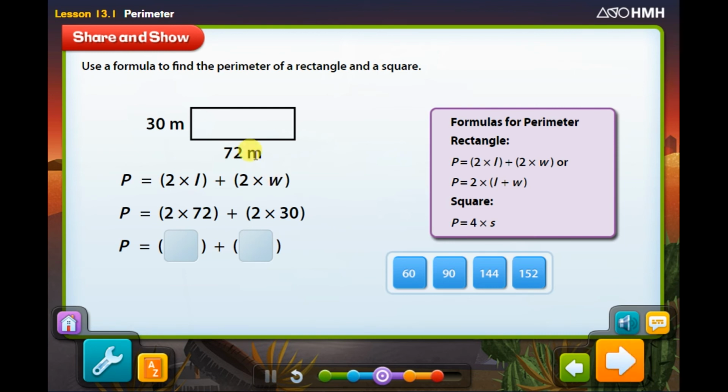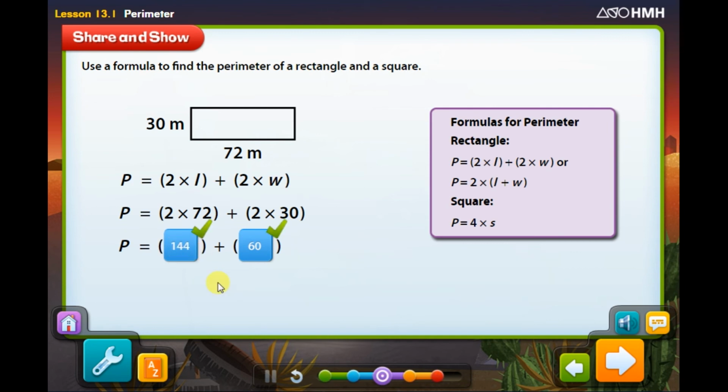Okay, so if you know it's a square or rectangle, this shape is a rectangle. So what is the formula of the rectangle? 2L for length plus 2W. So 2L, L is 72, plus 2W. 2W is 2 times 30. So this will be 2 times 30 will be 60, and 2 times 72 will be, I guess, 144. So let's check. Good job. 2 times 72 is 144. And 2 times 30 is 60, which is the perimeter.